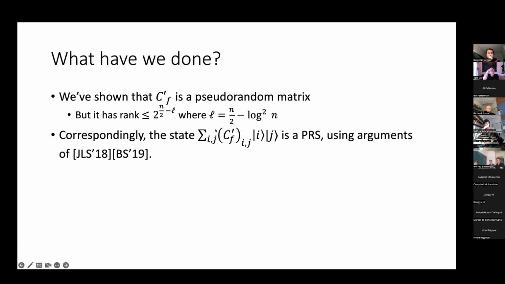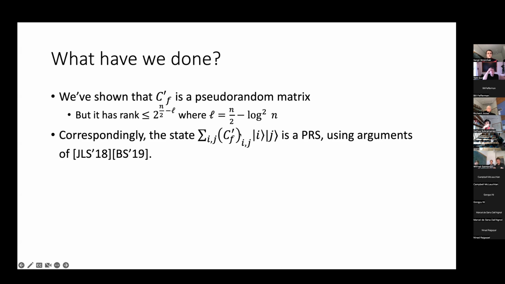Correspondingly, this state, which is encoded by this new matrix with repeated rows, is just the binary phase state that comes from this matrix C sub f prime. It's a PRF using arguments of JLS. Why is that? Because what we've essentially done, if you're following along, is show that the entries of C sub f prime are like the truth table of a new pseudo-random function. It's essentially what we proved.